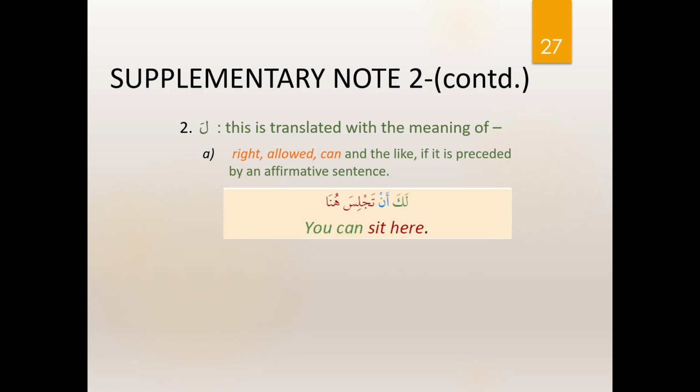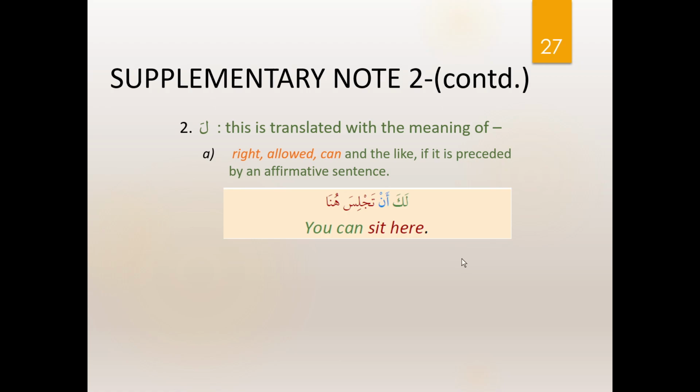Laka an tajlisa huna. So you can sit here. Huna is here, tajlis is you sit, so an tajlis is you can sit. Laka has this meaning of for you. So this la is actually behaving like a holder for the ka, because you can't have a hanging pronoun ka by itself. Just like iyyaka na'budu, iyya is a holder for ka. So it's similar in this case. But the meaning now is you're allowed to sit here, you have a right to sit here. This is how you can translate it: for you, you can sit here.